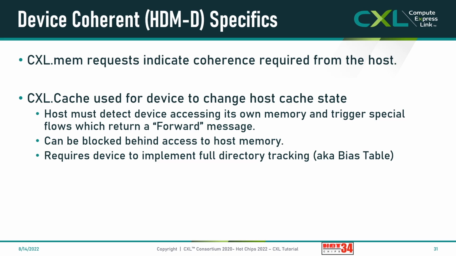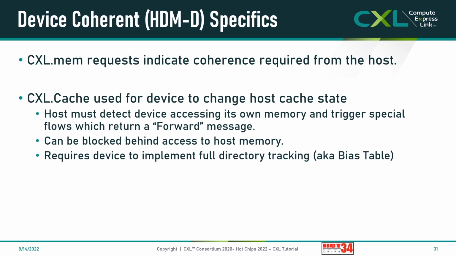Okay, looking at the specifics of the HDMD memory type. So for HDMD, the host will access the device using the CXL protocol, just like HDMH, and it indicates the coherence required from the host. Now, the unique part is that the device will use the CXL cache protocol to cause state change in the host cache. So if the device wants to cache its own memory and the host may have a copy, it uses the CXL cache protocol to tell the host to change its cache state. And this is unique in that the host has to detect the address as being owned by the device and trigger a special flow which returns a forward message.